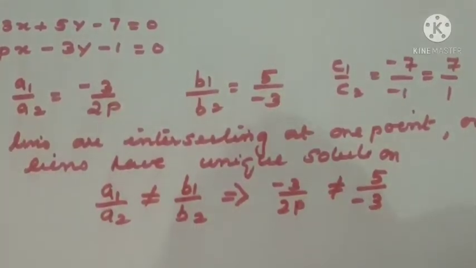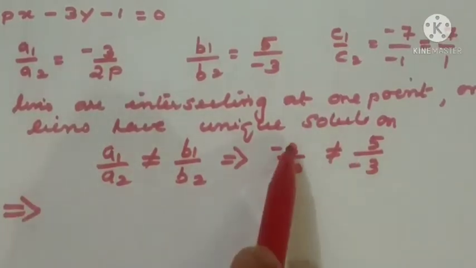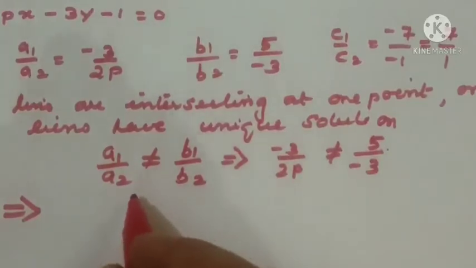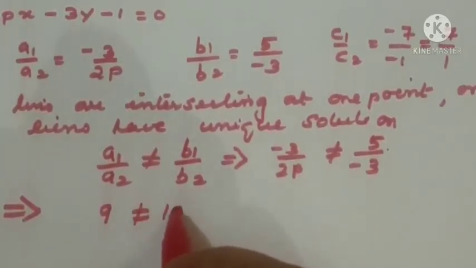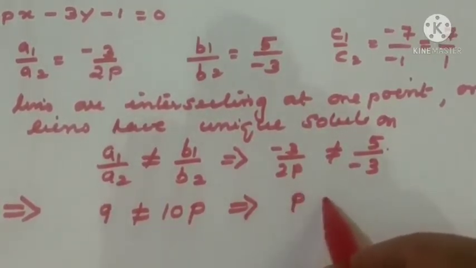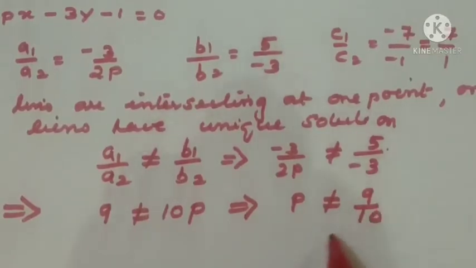Cross multiply. Minus 3 into minus 3, that is 9. 5 into 2p, that is 10p. So 9 not equal to 10p, or p not equal to 9 by 10. We got p not equal to 9 by 10. This value is not possible. Except this, all the values are possible.